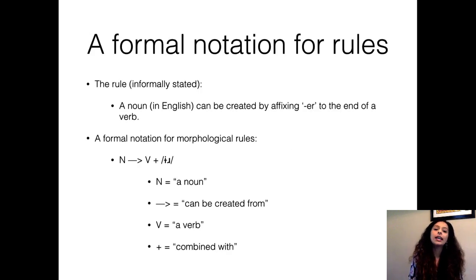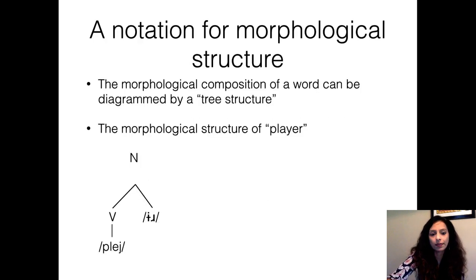So a noun in English can be created by attaching er to the end of a verb. Now we can use the same kind of formal notation that we use for phonological rules, and we can create a rule of English, and you can say that you can create a noun by taking a verb and attaching er to it. So N, V, A stand for parts of speech. N is a noun, V is a verb, A is an adjective, etc. And then the arrow represents 'can be created from', and the plus sign is 'combined with'.